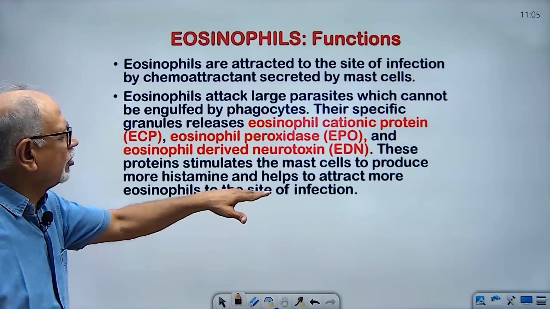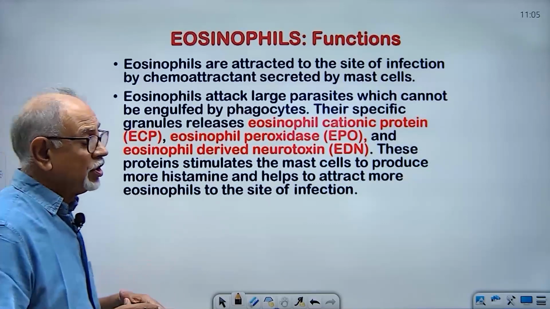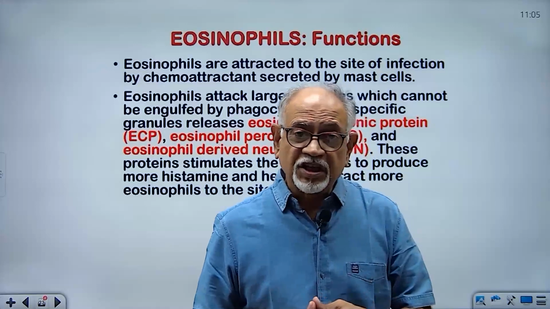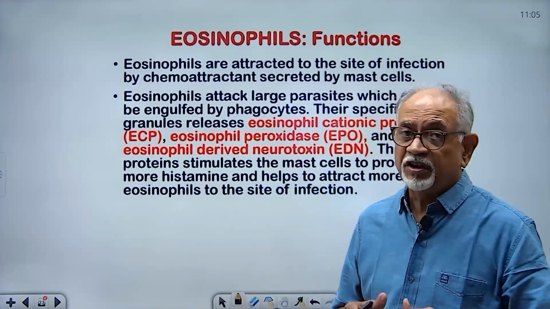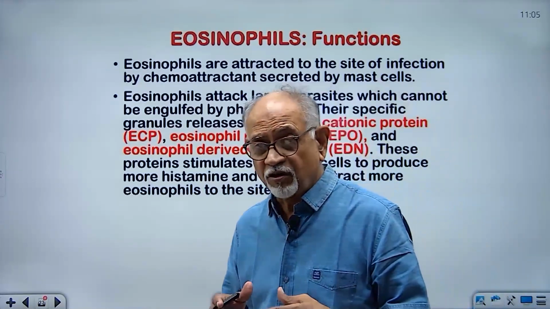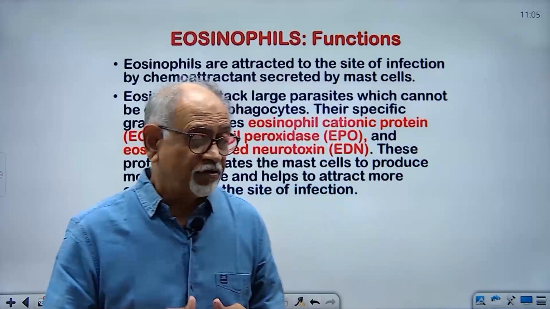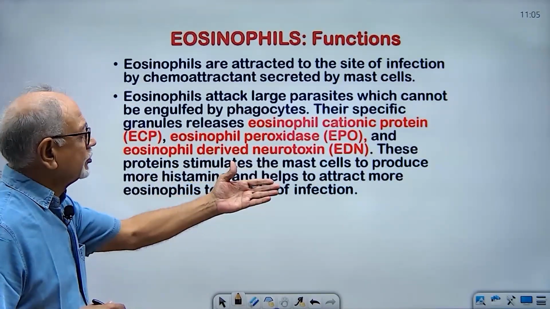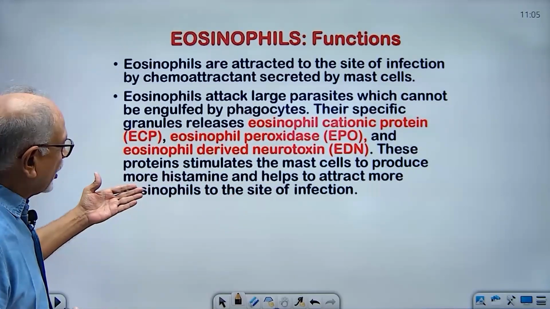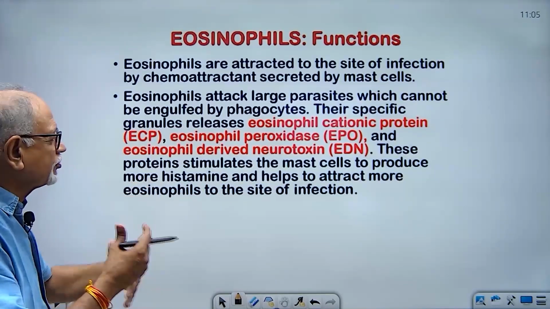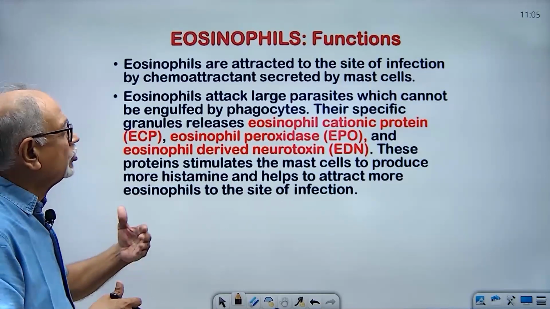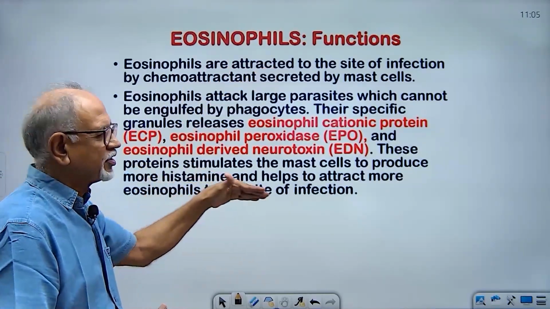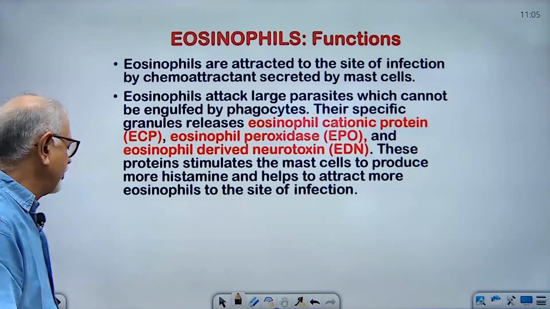These toxic proteins stimulate the mast cells to produce more histamine and help to attract more eosinophils to the site of infection. You know, the mast cell secretes HHS, that is heparin, histamine, and 5-hydroxytryptamine or serotonin. So, these stimulate the mast cells to release more histamine, and that is how more eosinophils are attracted towards the site of infection.